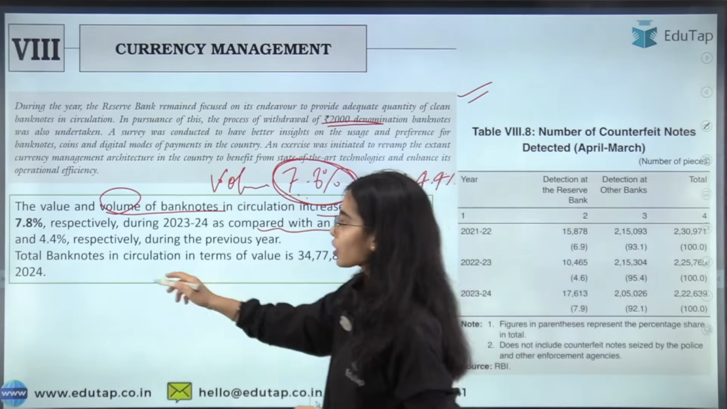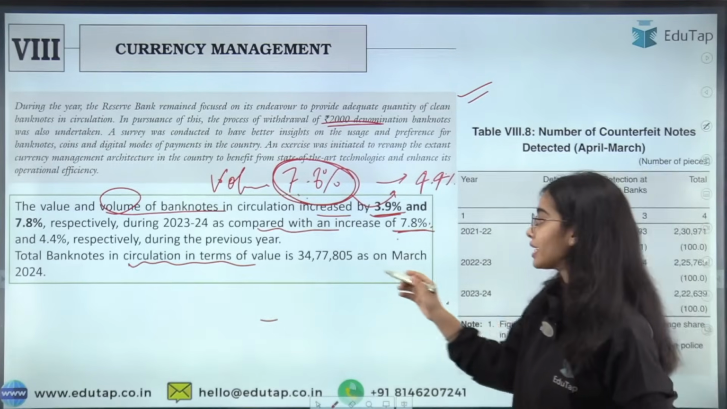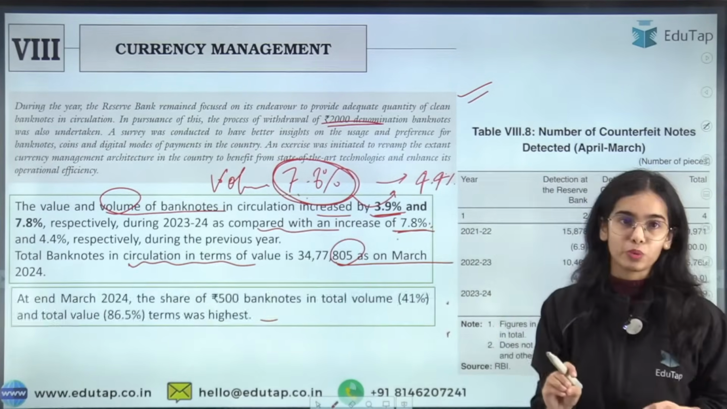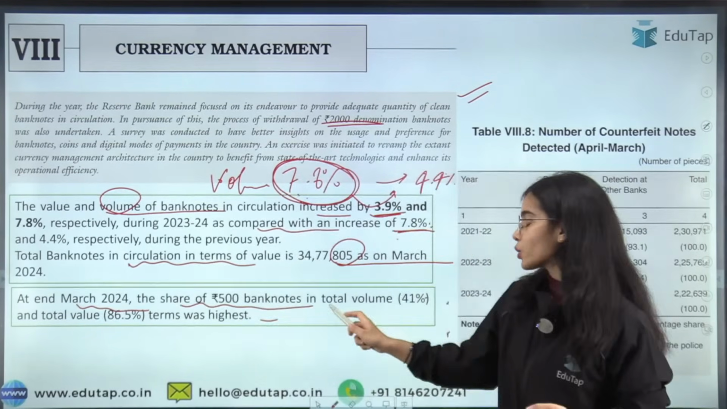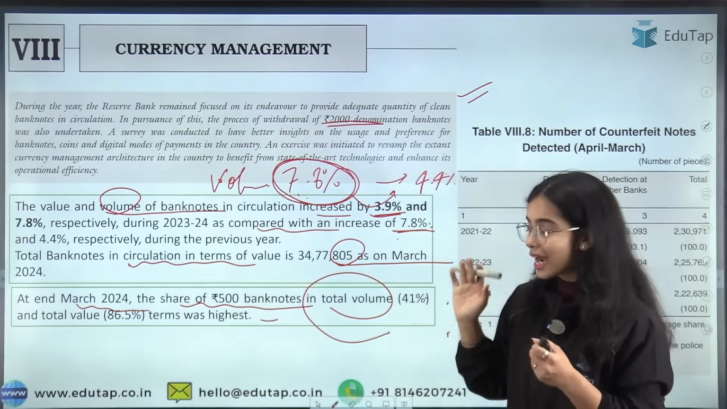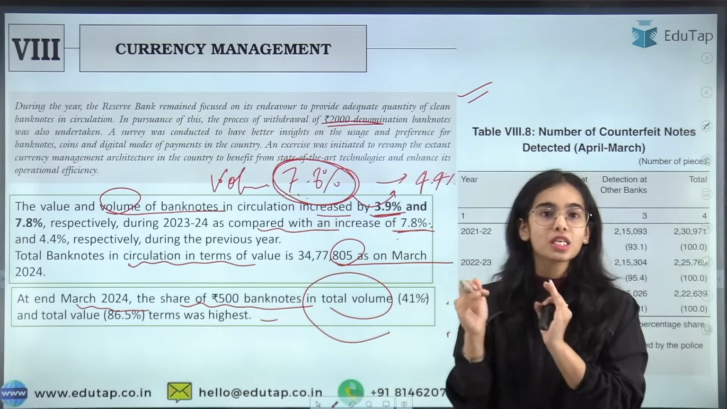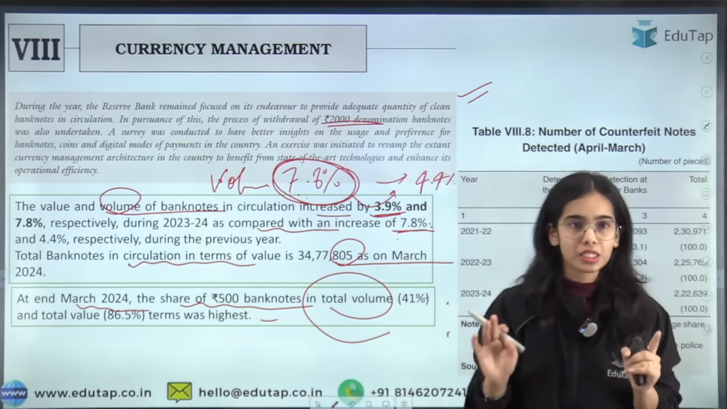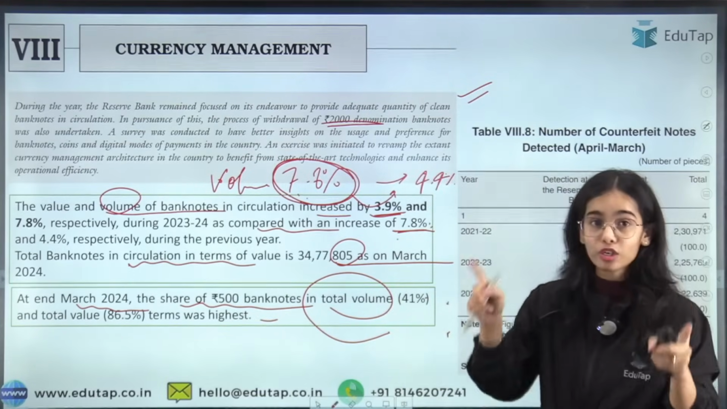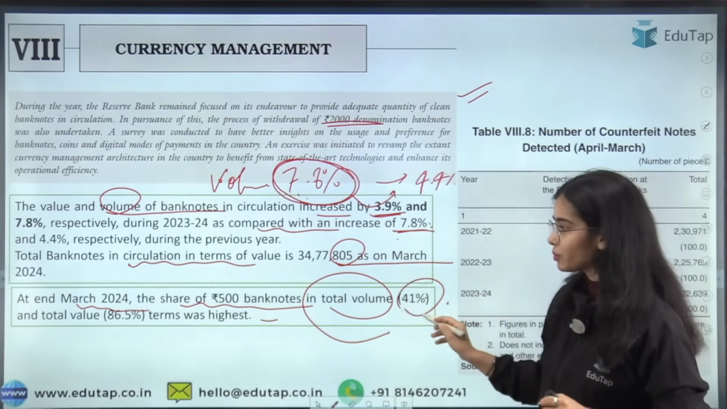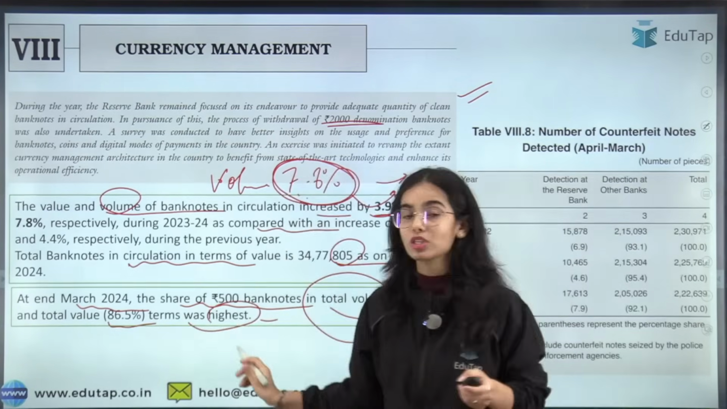Now, total banknotes in circulation in terms of value is 34,77,805 as on March 2024, okay? At the end of March 2024, the share of 500 banknotes in the total volume and in the value was the highest, as compared to the previous year. So at the end of March 2024, the share of 500 banknotes in the total volume was 41%, and in the total value was 86.5%, which was the highest.